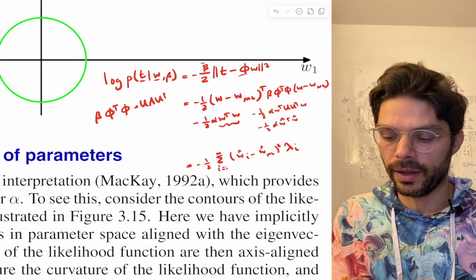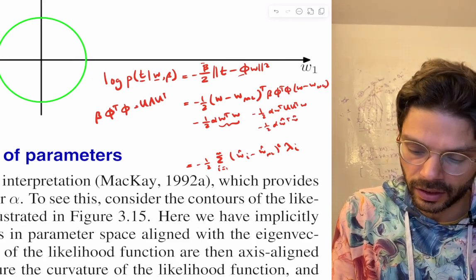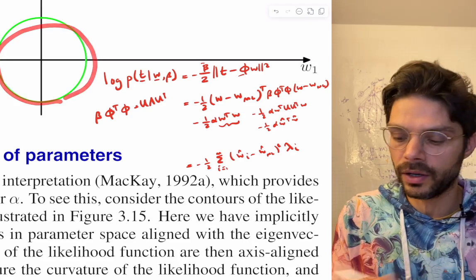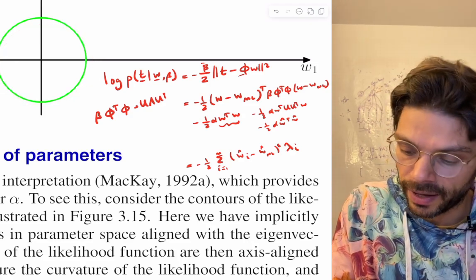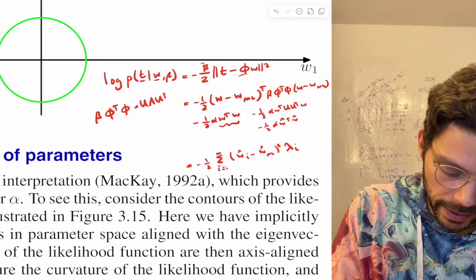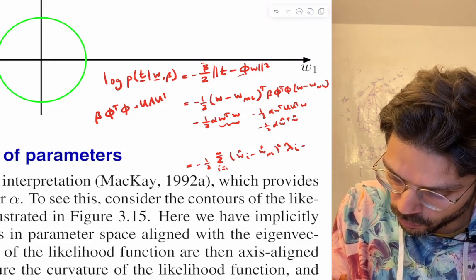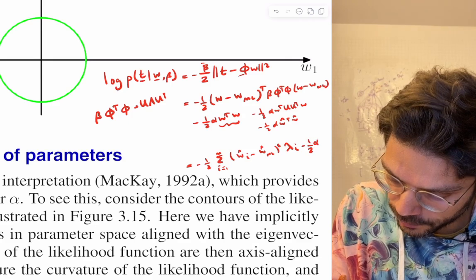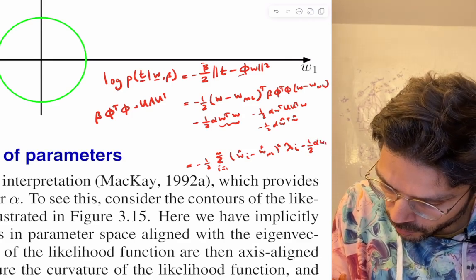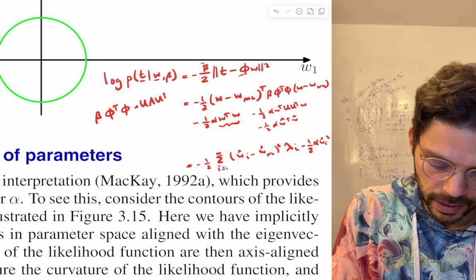Okay, so that's just to show you that, and this is really crucial, because our prior is spherical, we can also rotate its coordinates to line up with those of the likelihood. And now when we add it in, we get this additional term, this 1/2 alpha wi squared. Okay, so we've got that. So now let's pull that out.